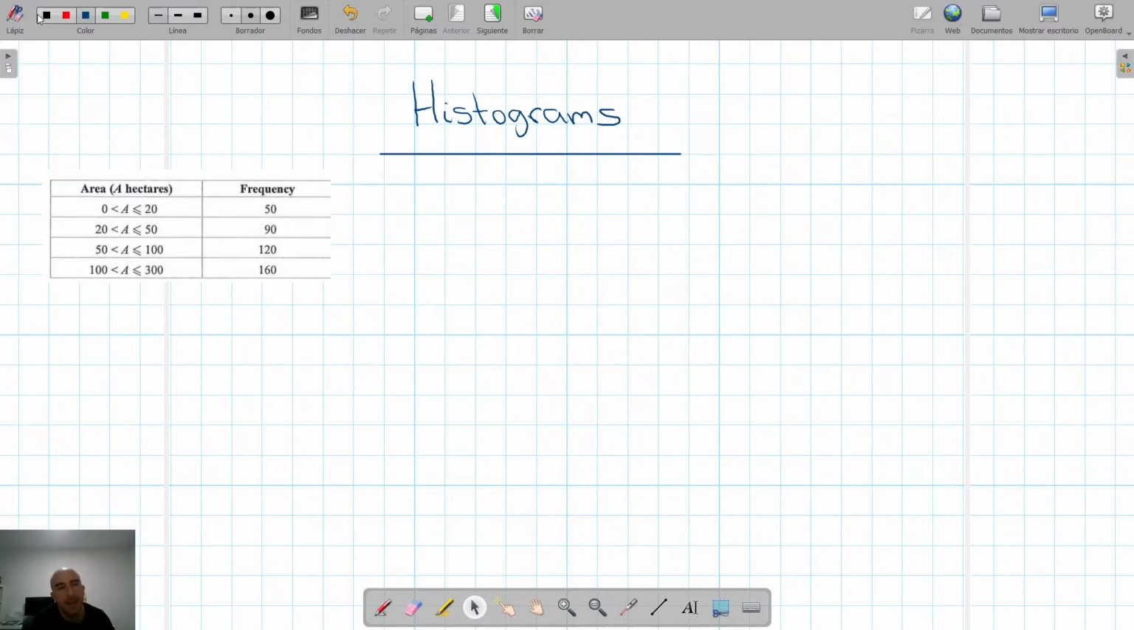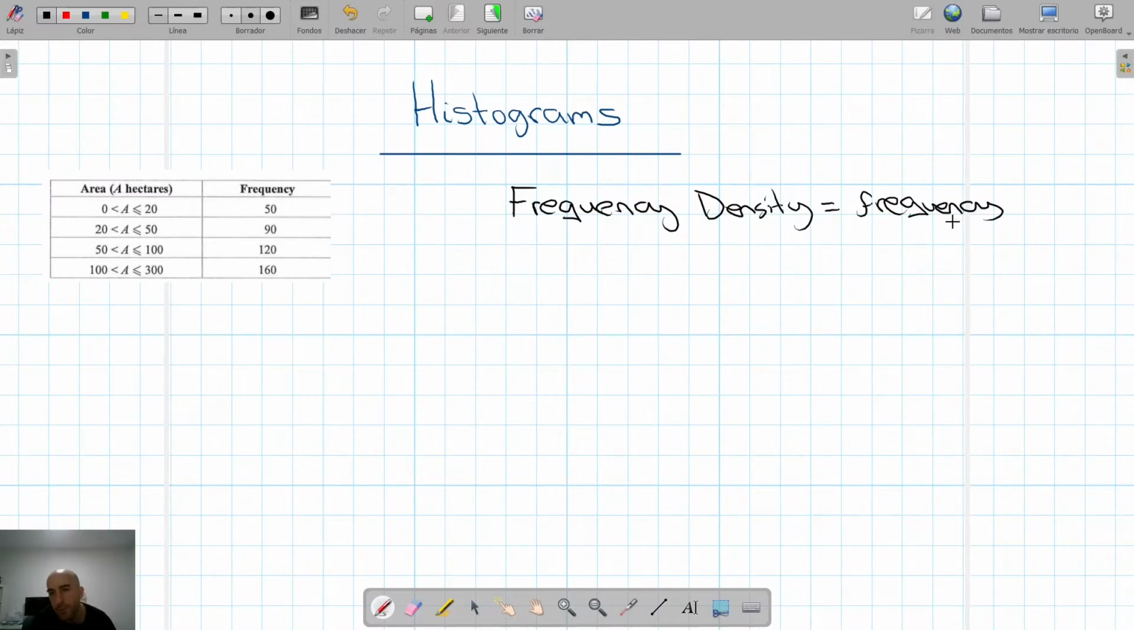Okay, so the main formula that you need to know for histograms is that what you're going to represent on the y-axis, which is the frequency density, is equal to the frequency divided by the class width.